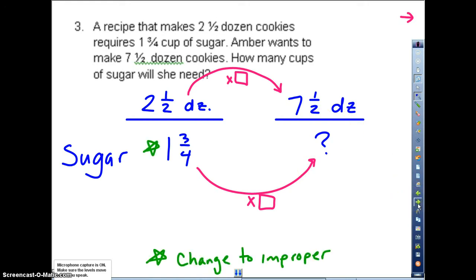And don't forget, when you're multiplying by a mixed number, you've got to change it to improper first. Multiplying fractions is no problem. Tops times tops and bottoms times bottoms.